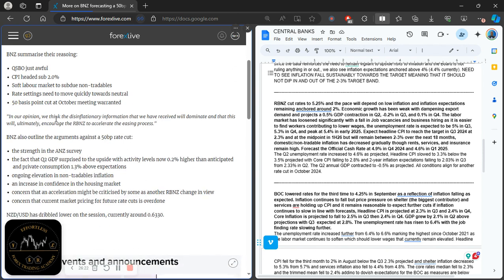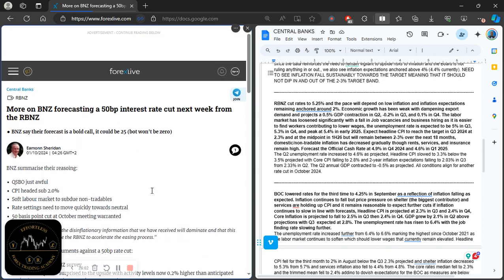In our opinion, we think that this inflationary information that we have received will dominate, and that this will ultimately encourage the RBNZ to accelerate the easing process, right? So we are not going to continue diving deeper into what is currently happening or what is said in that article. You can obviously, here's the headline, search and read through that article. But now we are going to look at what the Reserve Bank of New Zealand have actually said and what they are also focusing on, right?